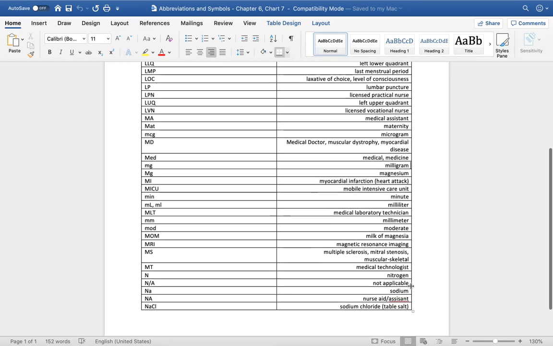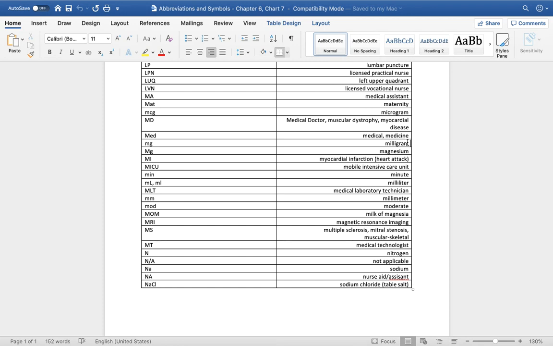MG, when it's both lowercase, this is for milligram. Milligram is also a unit of measurement of mass, and we use it to measure medication. So ibuprofen is measured in milligrams. You can get 200 milligram tablets, 600 milligram tablets, 800 milligram tablets, depending on what dosage level you need.